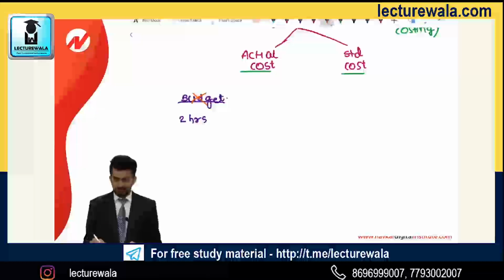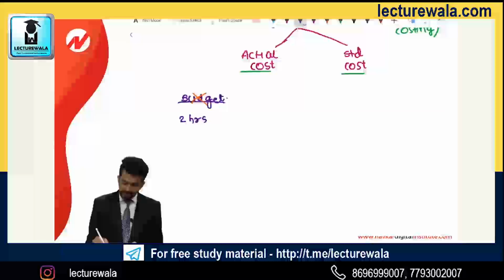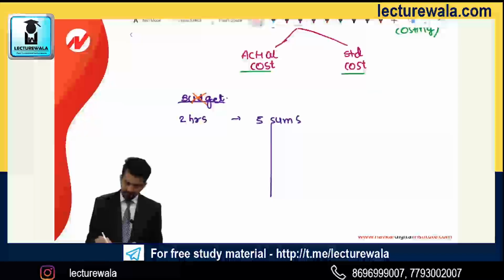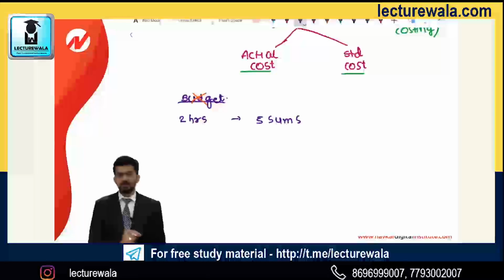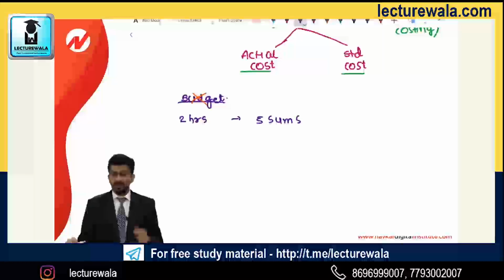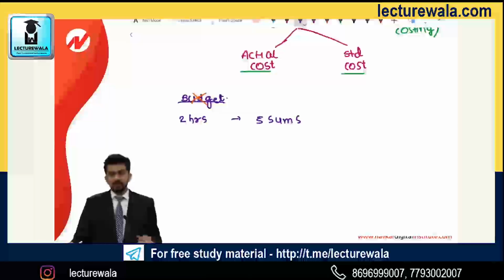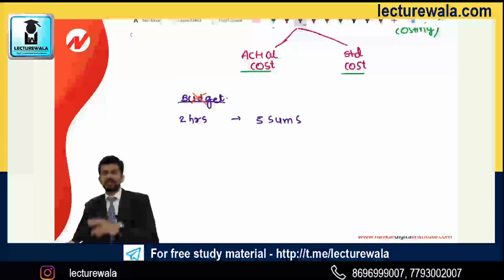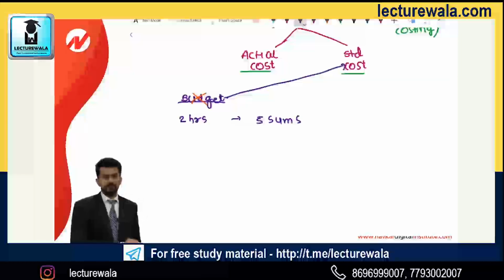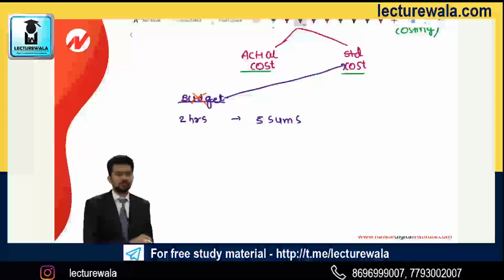So for standard costing to take place, there must be a budget. I have to tell you that in the next 2 hours, do these 5 sums. Now I am quantifying: 2 hours, 5 sums. There's a quantification. And when I quantify, at the end of 2 hours, I can come and check with you whether you have done the sums or not. So without budget, standard costing cannot come. We are talking about the importance of standard cost. Without budget, you cannot follow standard costing.